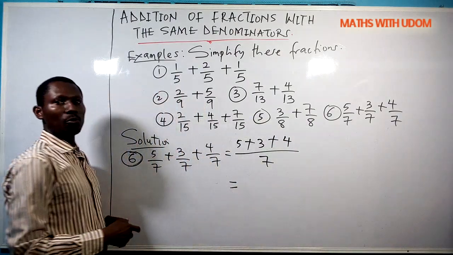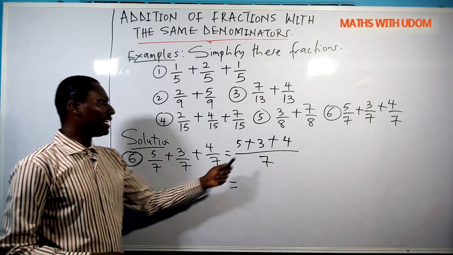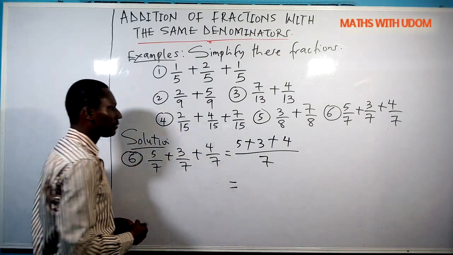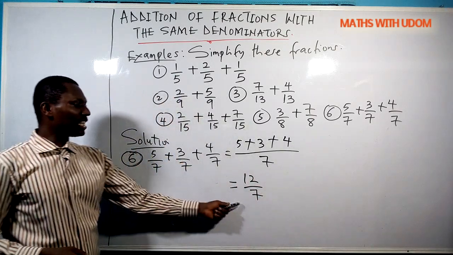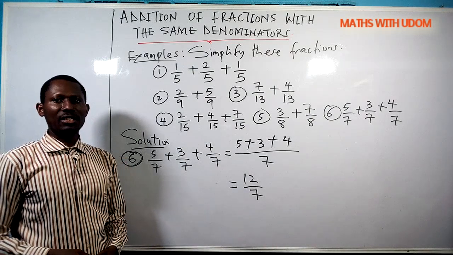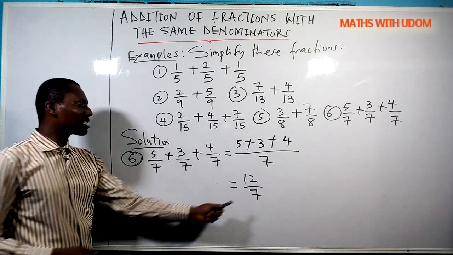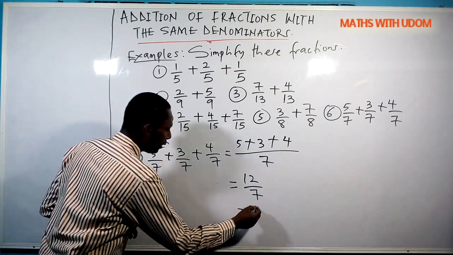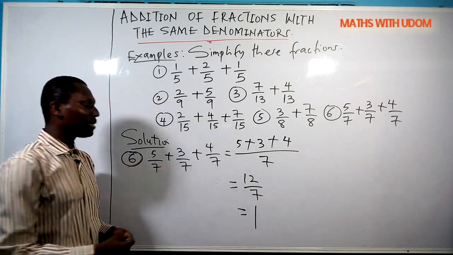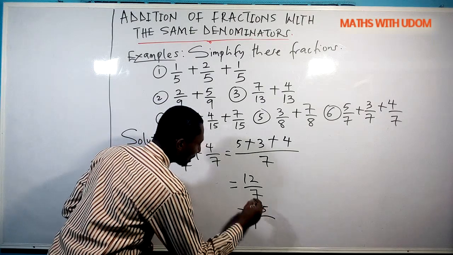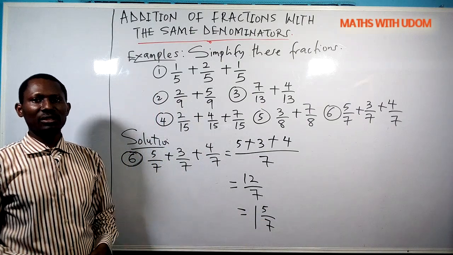Okay, so what do we have? We add the numerators together. So 5 plus 3 will give us 8. And then 8 plus 4 will give us what? 12. So 12 divided by what? 7. Okay? This is an improper fraction. So we change this to a mixed fraction, because we cannot leave the answer this way. So how many 7 can go in 12? 1. That is, 7 can go into 12 only once. Remember 5 divided by what? Our denominator. So this is the final answer, a mixed fraction. Is that okay?